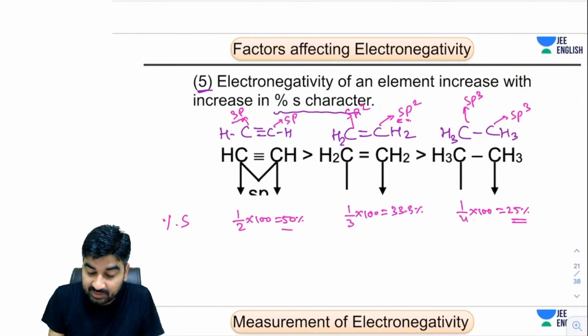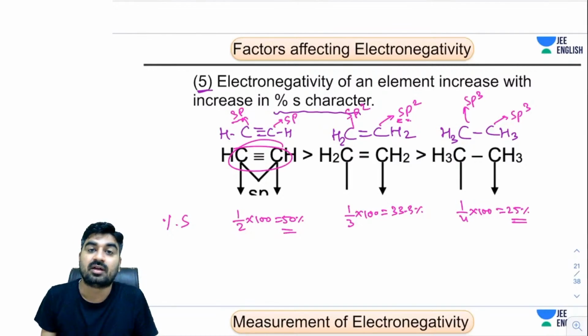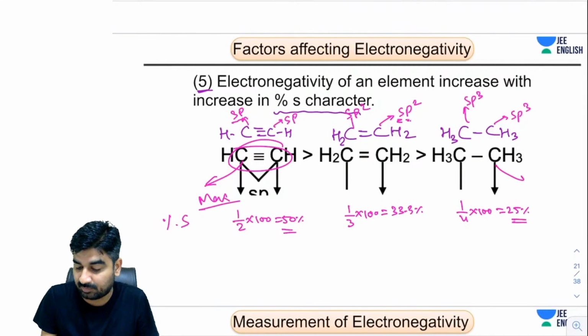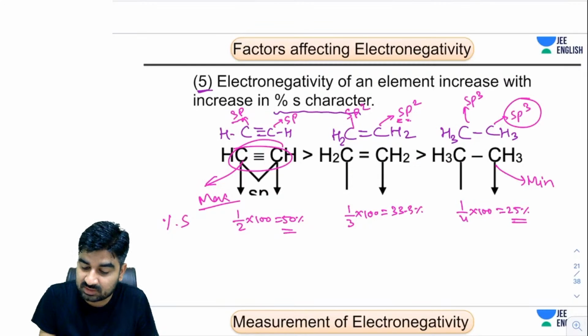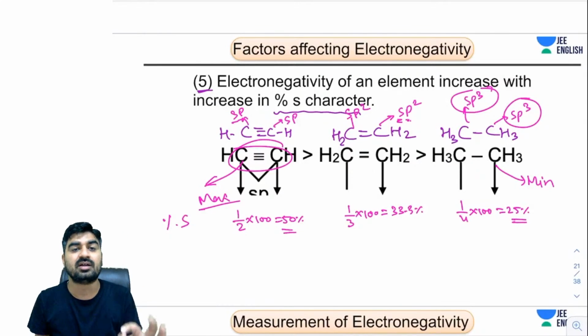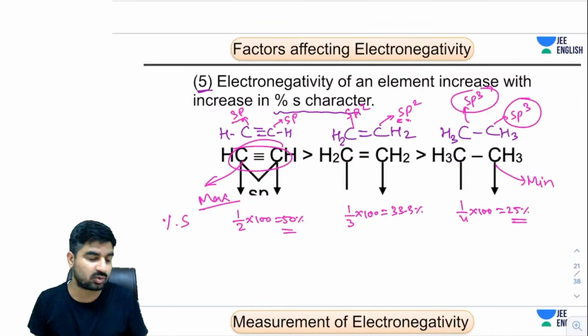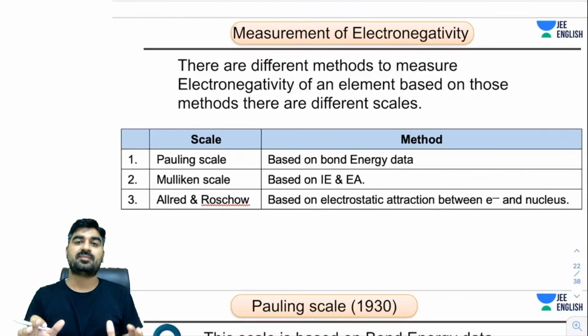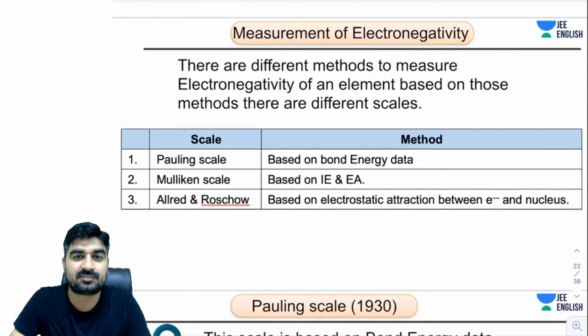So now s character is maximum here. And if s character is maximum here, then I can say electronegativity of this carbon will be maximum and this will be minimum. How these are calculated, sp, sp2, sp3, this will be done in hybridization. So don't worry about it. Right? You got it?